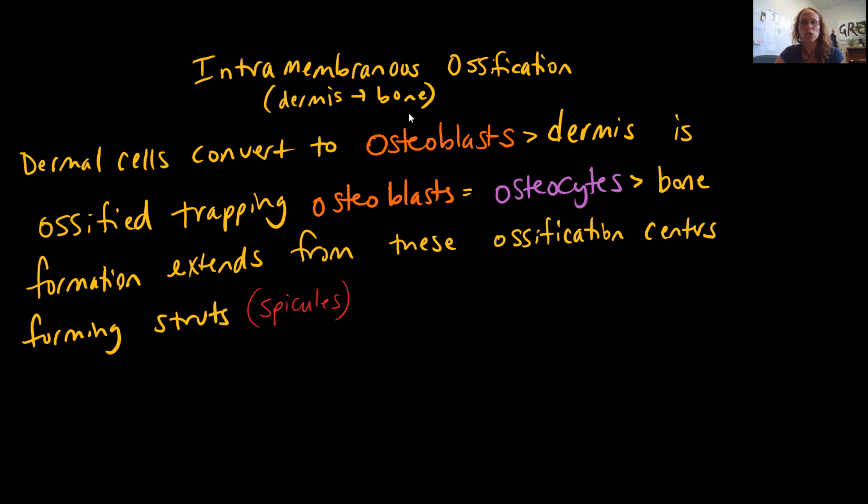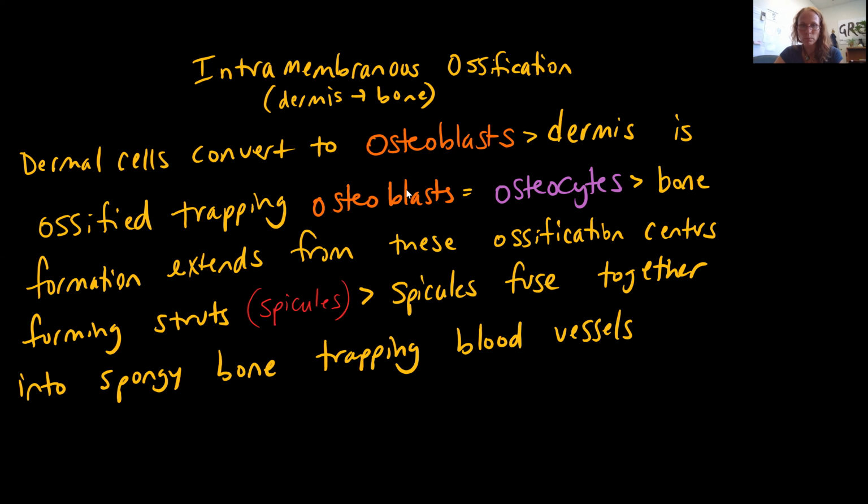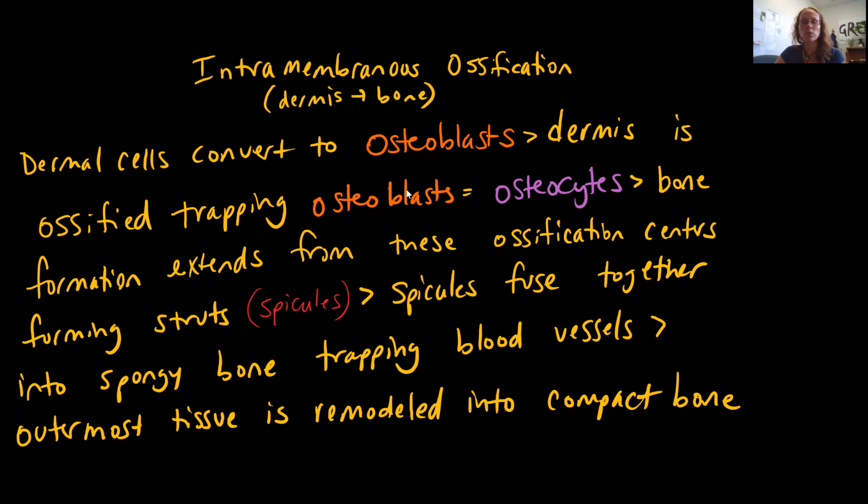Now, the bone formation is extending from these ossification centers, and it's forming what look like little struts, or what are called spicules. So it's going to start out looking like spongy bone. Those spicules are fusing together to form the spongy bone that's trapping those blood vessels. And then we'll see that the outermost bone tissue will be remodeled to become compact bone. So those flat bones that we mentioned that are made via intramembranous ossification are going to be like a compact bone, spongy bone sandwich. Compact bone, spongy bone, compact bone.